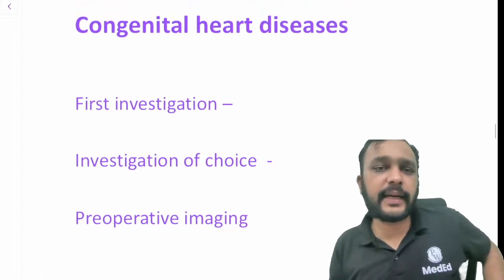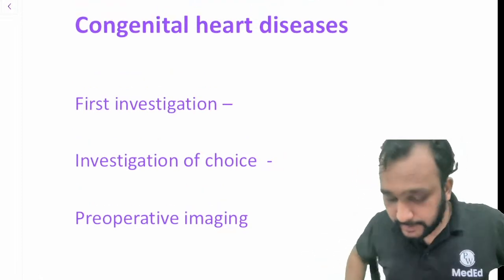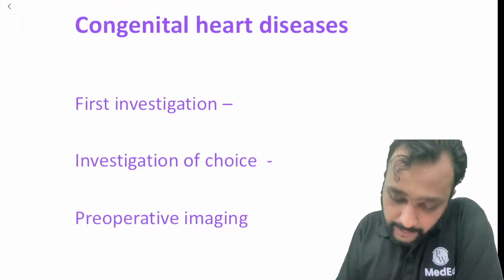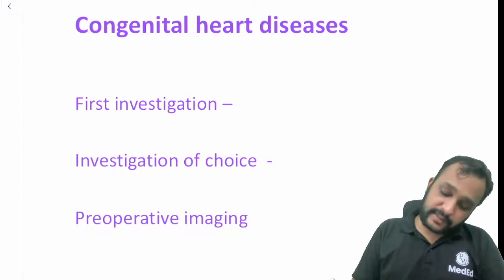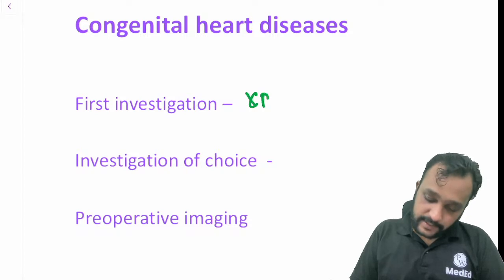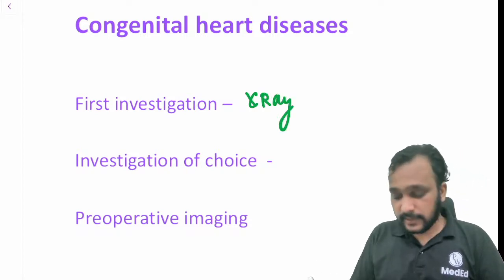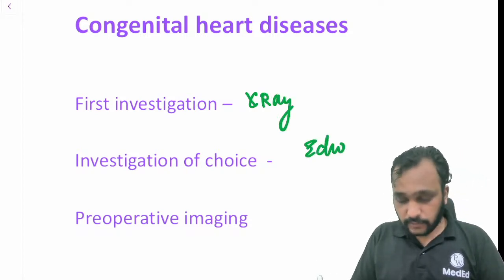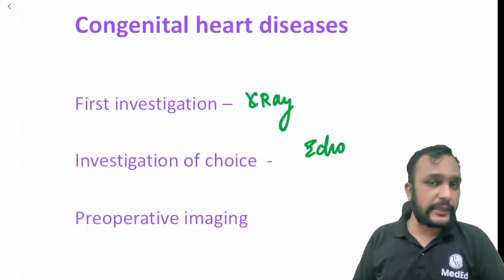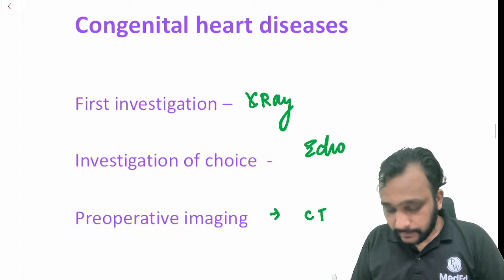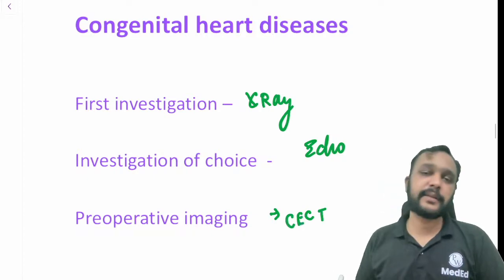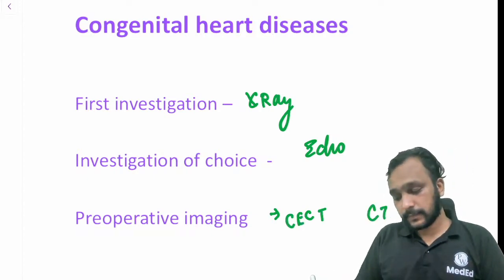Now congenital heart diseases, another very important topic that will be asked in your FMG exam. What is the first investigation? The first investigation will be an X-ray. Investigation of choice that you will do in this patient will be an echocardiography. Preoperative imaging can be done with CECT or CT angio of heart and great vessels.